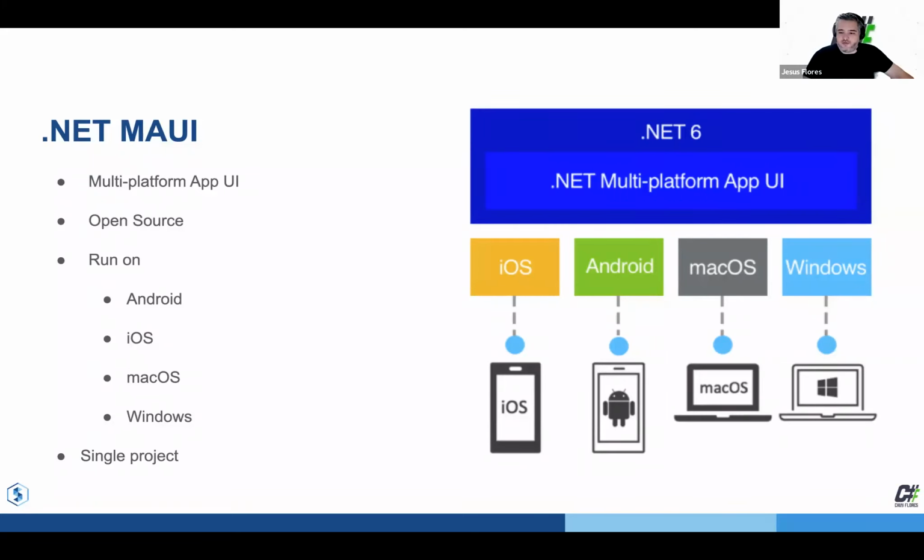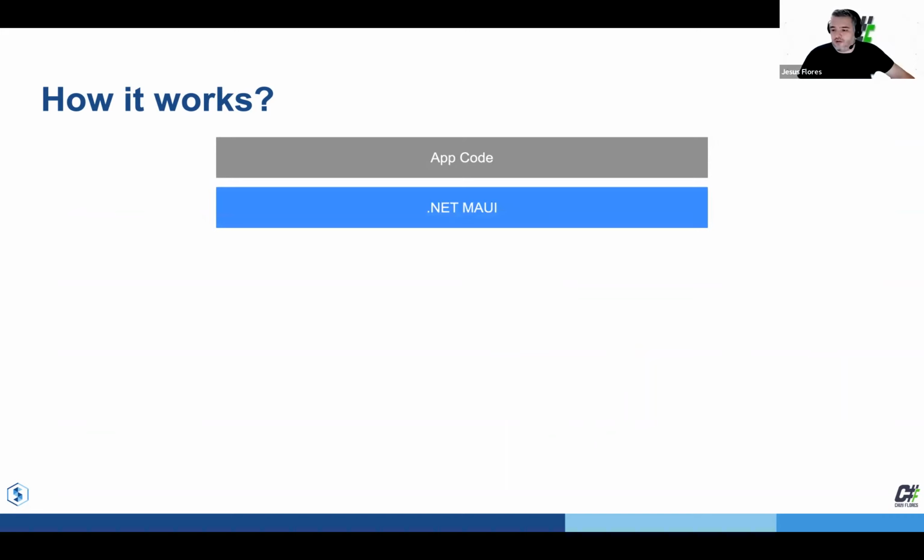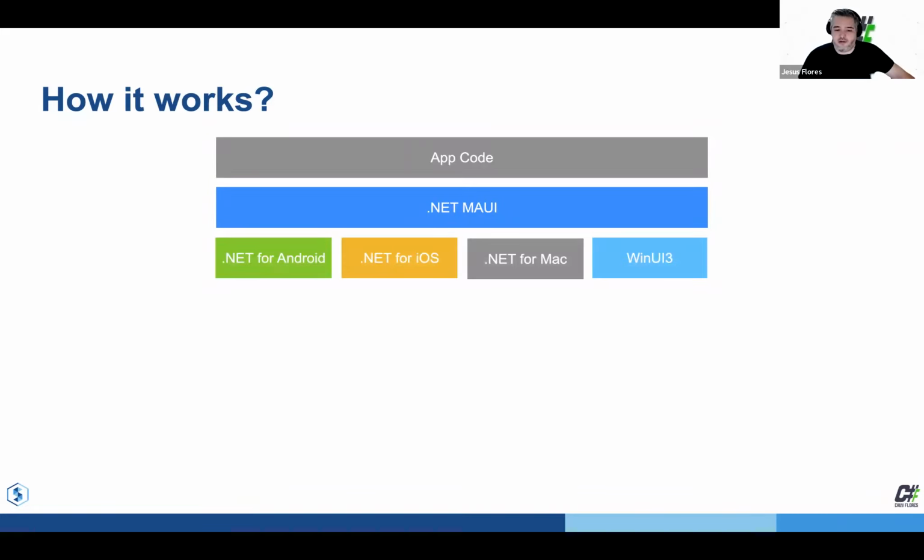So how does this work? Well, it starts with your application code. You write your application code using C#. You use the .NET MAUI class library. This .NET MAUI sits on top of .NET for Android, .NET for iOS, and .NET for Mac. These tools were previously separate, some for Android, some for iOS, but now they are merged into MAUI and were renamed to .NET for the platform, and WinUI 3.